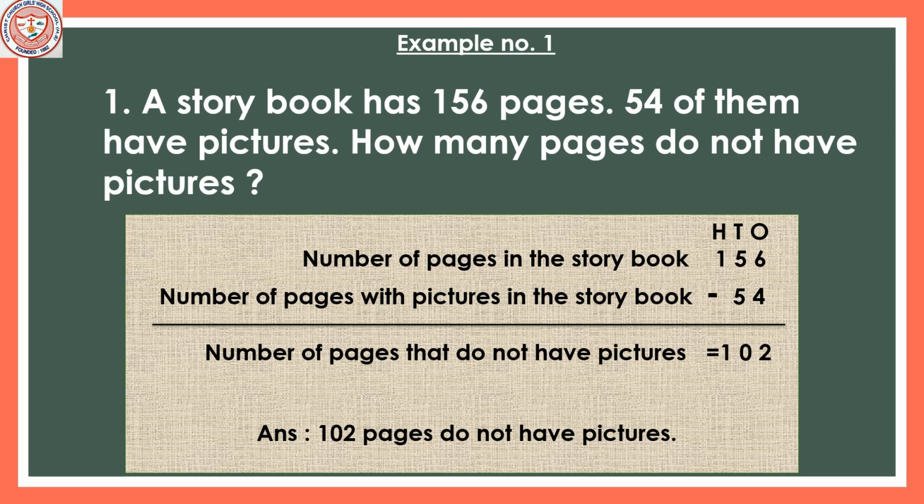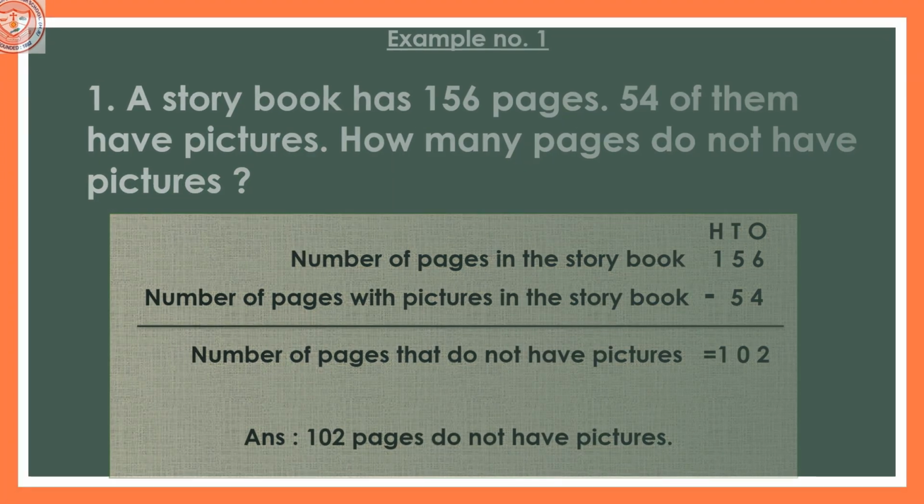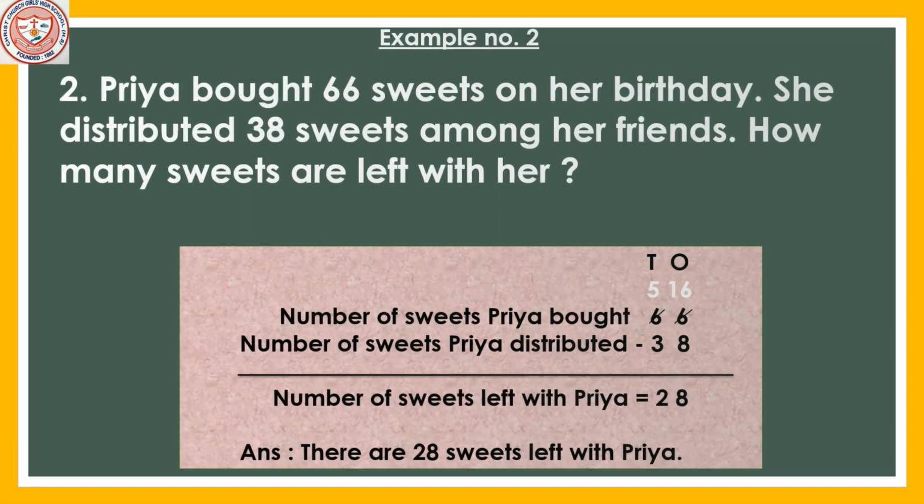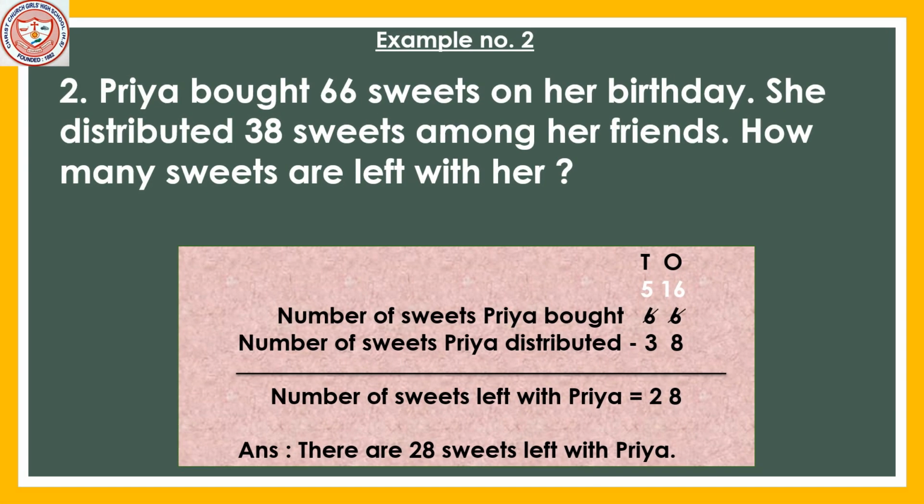Look at the second example. Example number 2. Priya bought 66 sweets on her birthday. She distributed 38 sweets among her friends. How many sweets are left with her?